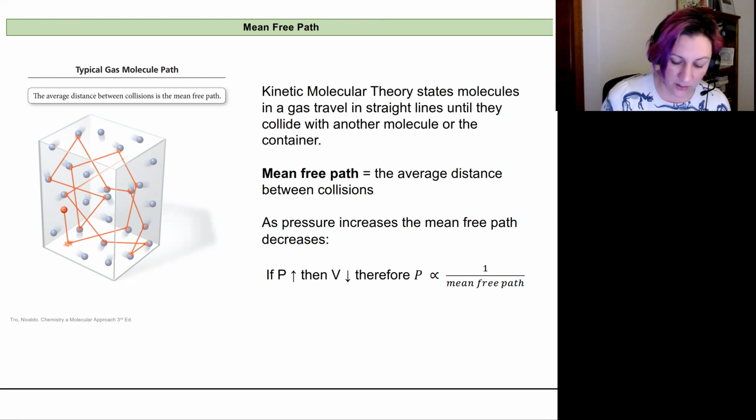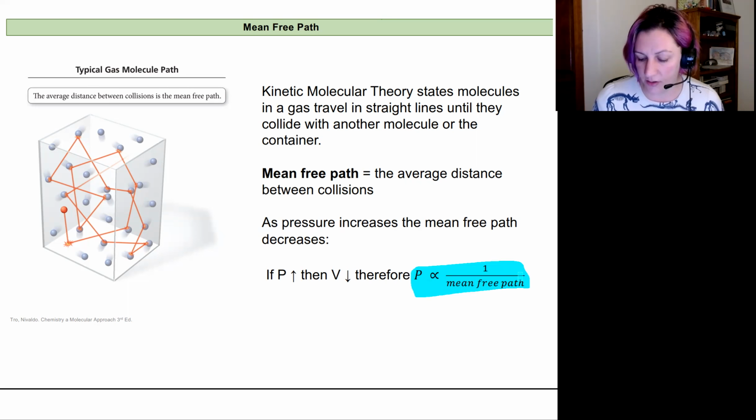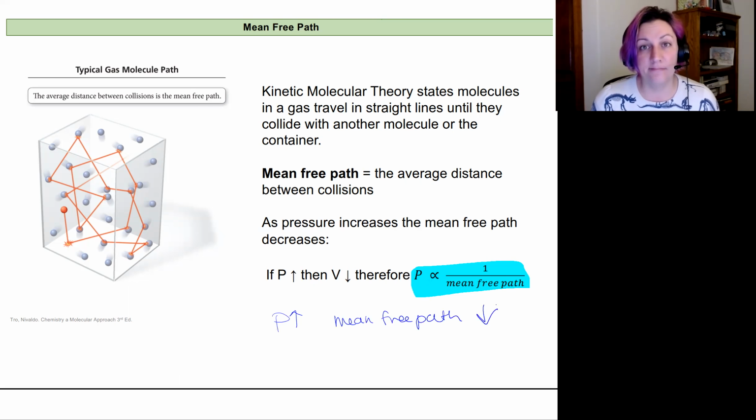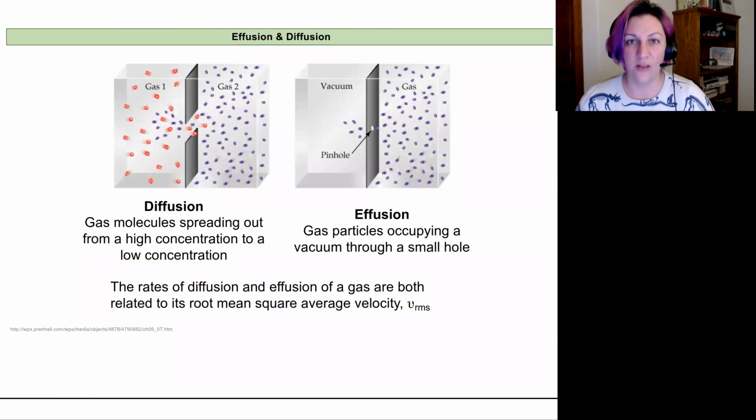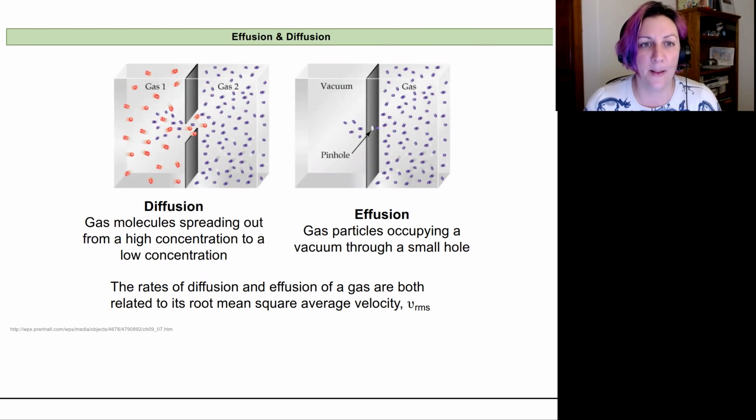But we can build a relationship that pressure is inversely proportional to the mean free path. That just means as pressure increases, we see the mean free path decrease, meaning there'll be less distance between the collisions with the container walls. So these are some of the foundational things that we're doing to set up an understanding of how gas particles move around in space, and how quickly they move around, which impacts the pressure and the volume the gas is occupying.